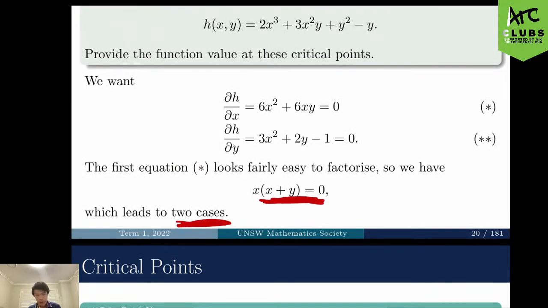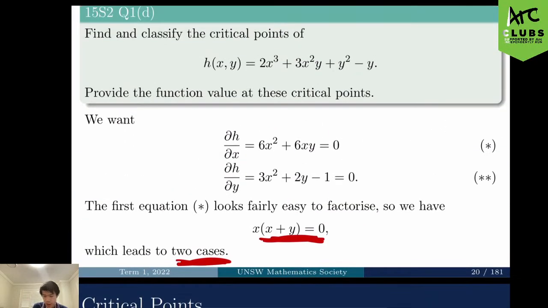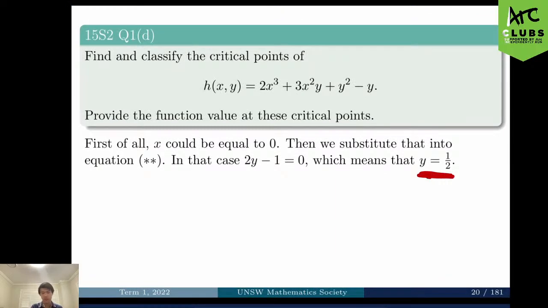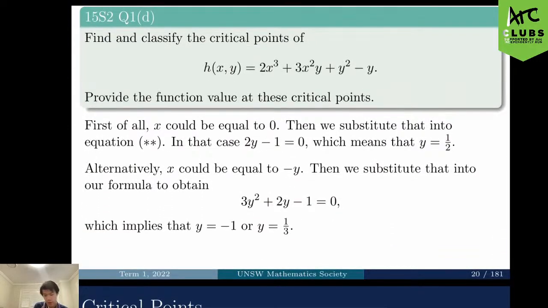So first of all, if you do x equals 0, then you sub it into the second one, this disappears, and you get 2y minus 1 equals 0. Okay, so if 2y minus 1 equals 0, then y equals a half. So before you get confused and start thinking about other stuff, just remember we've got (0, a half). That's our first point. Then we have our other option where x is equal to minus y.